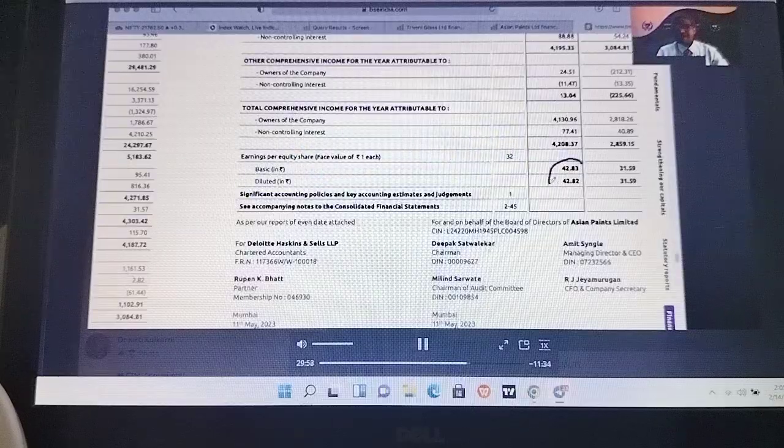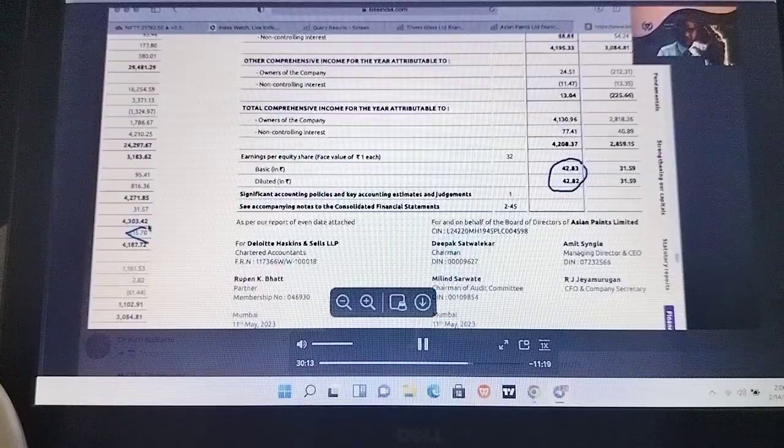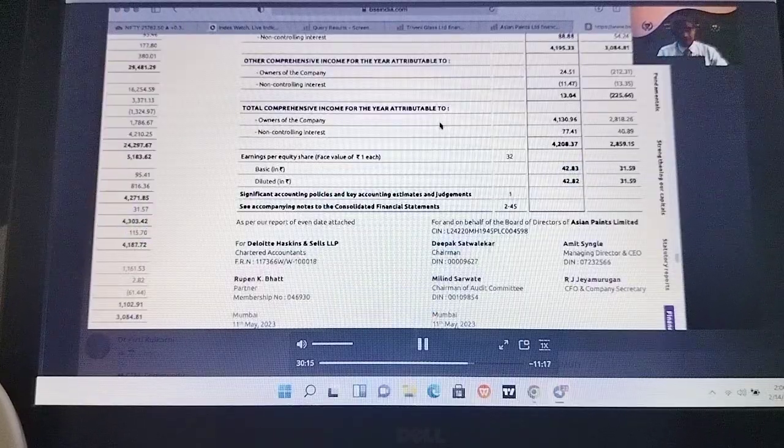See, too much technical detail can cause confusion. How does it matter whether EPS is 42.83 or 42.82? Instead of wasting time understanding small micro details, this is for the accountant. For an investor, we need only a few things. So this is the profit loss statement.